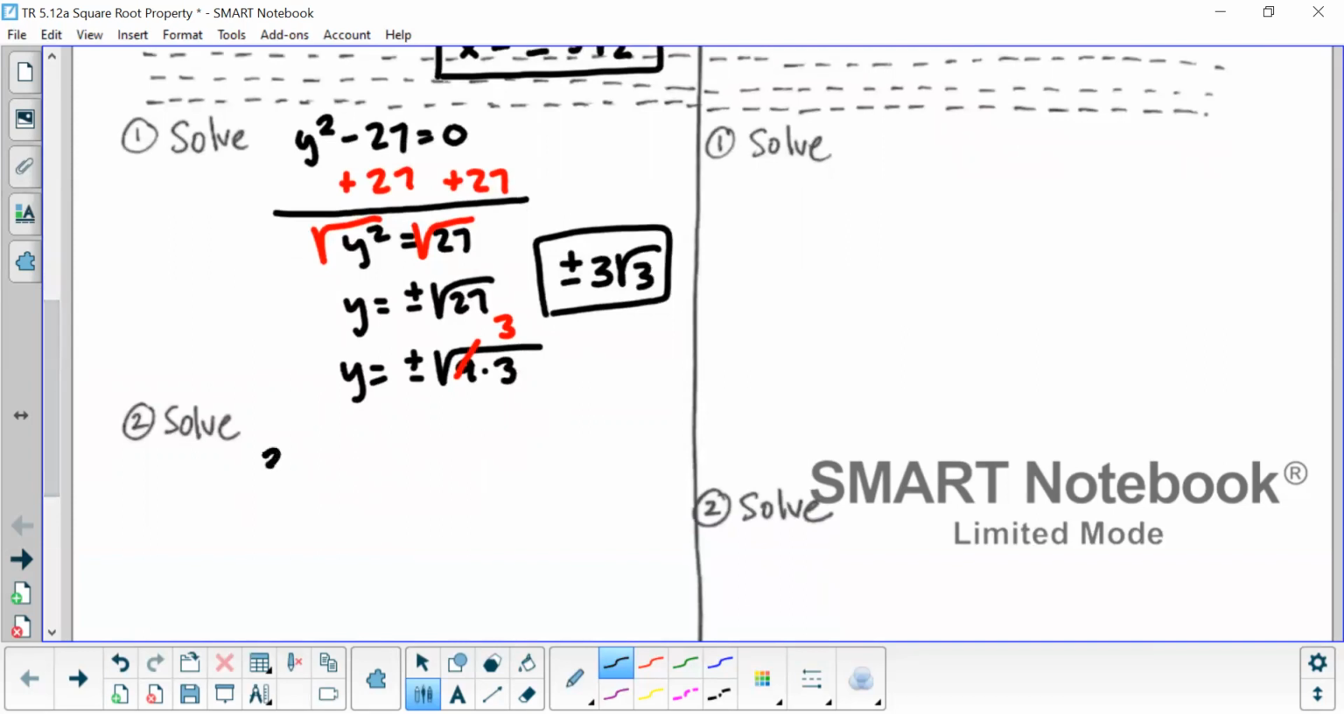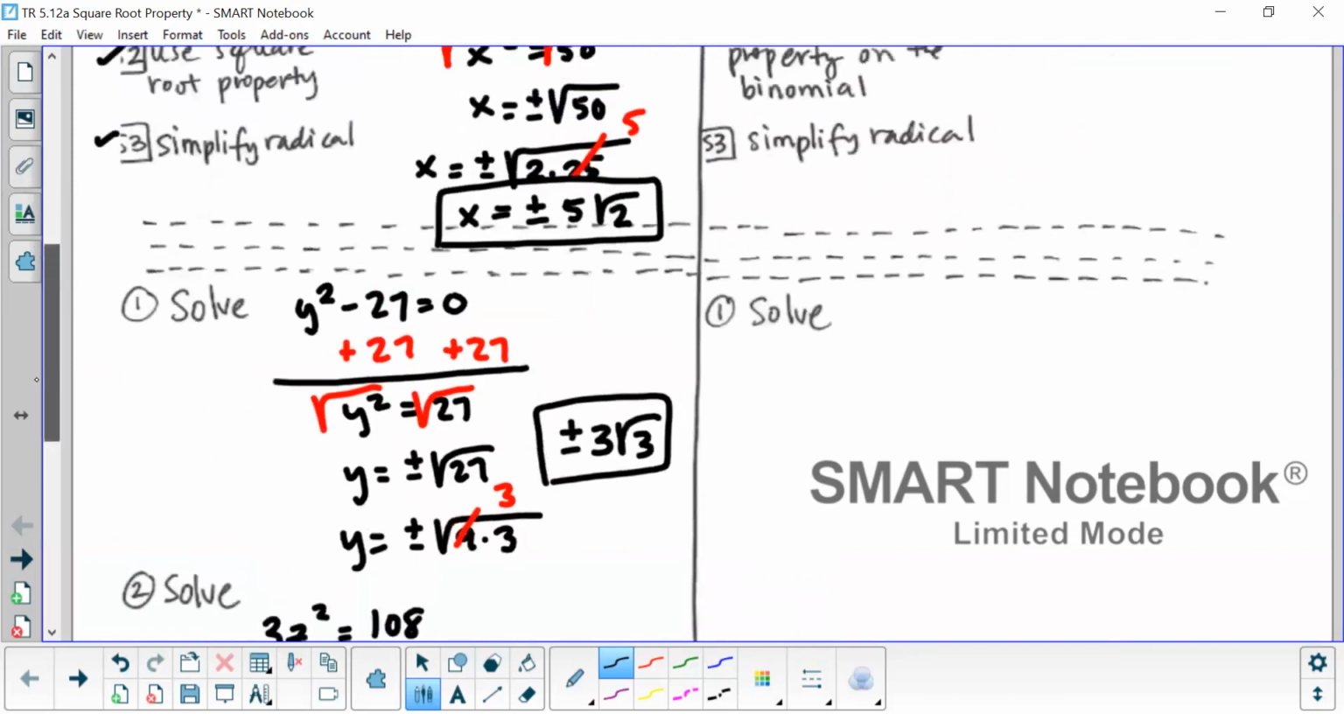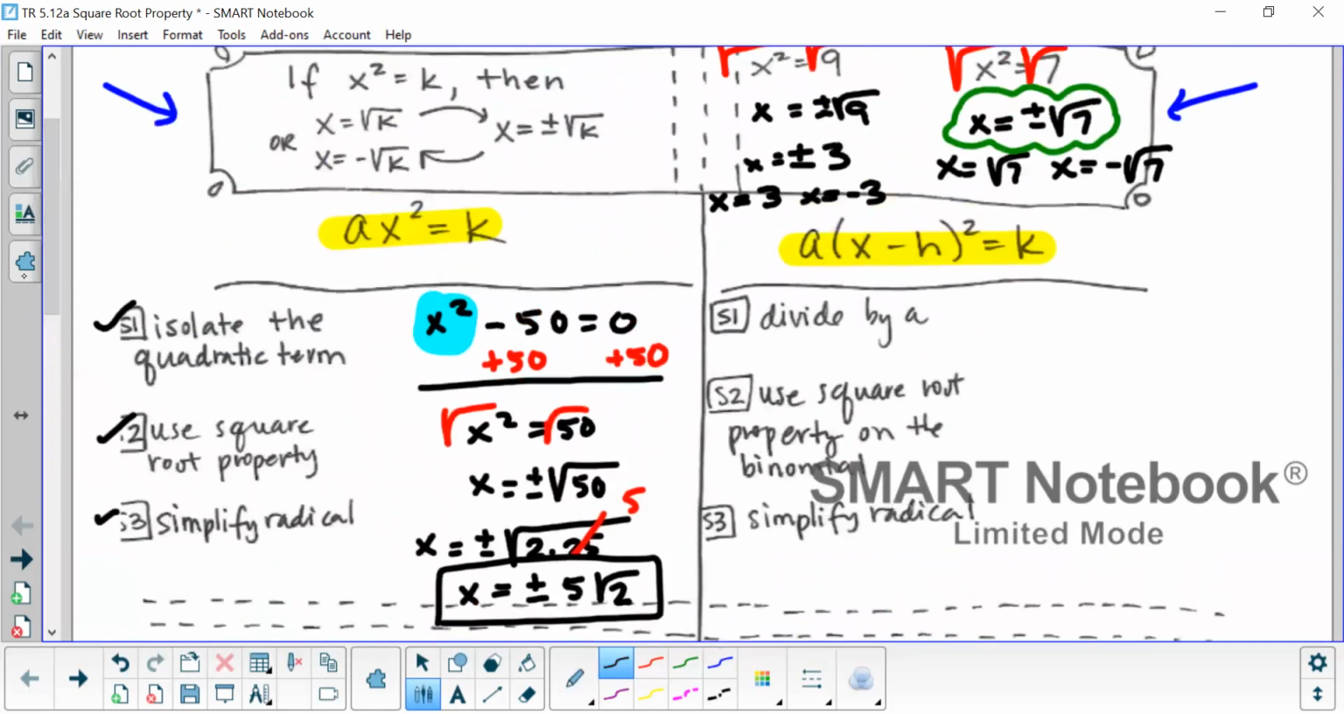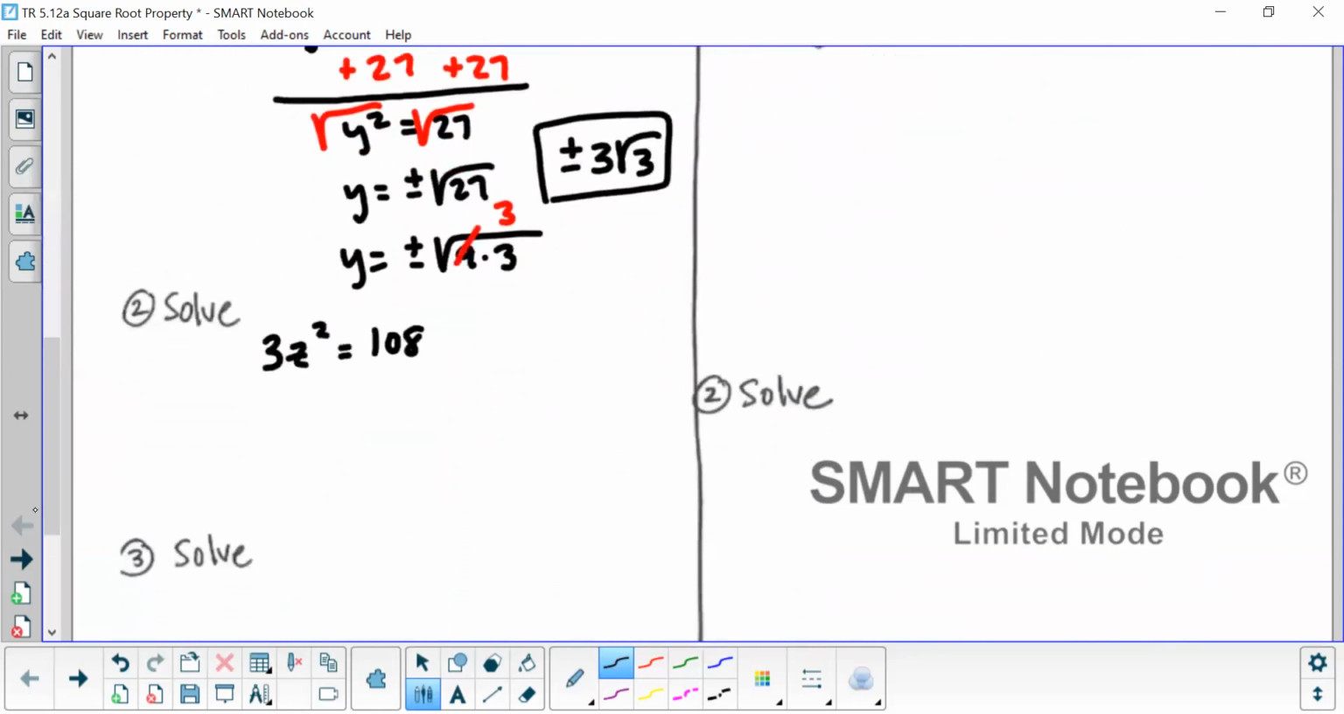Let's look at this one. This one's a little bit different. 3z squared equals 108. Now this is in the ax squared equals k form from up here. And we want to get the quadratic term by itself. So this is the quadratic term. Right now it's being multiplied by 3. So I start by just dividing that 3 off. So z squared equals 36.